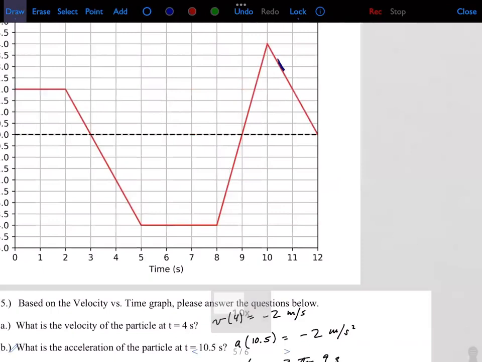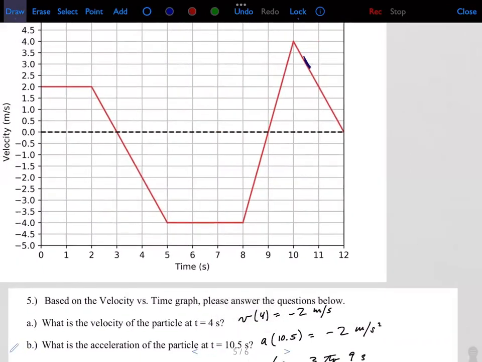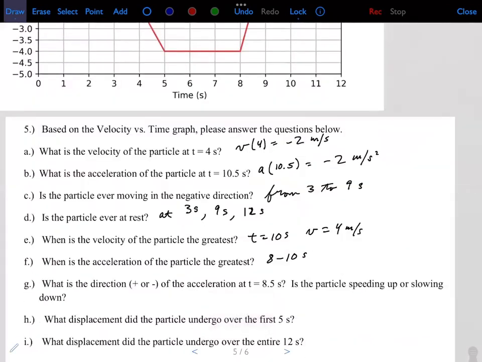And what is that acceleration? It looks like it's 4. So I'm going from -4 to 4. So that's 8 divided by 2 seconds. Yeah, it's 4. It didn't ask for that, but I'll just give it here. So 4 meters per second squared. It's between 8 and 12 and happens to be 4 meters per second squared.